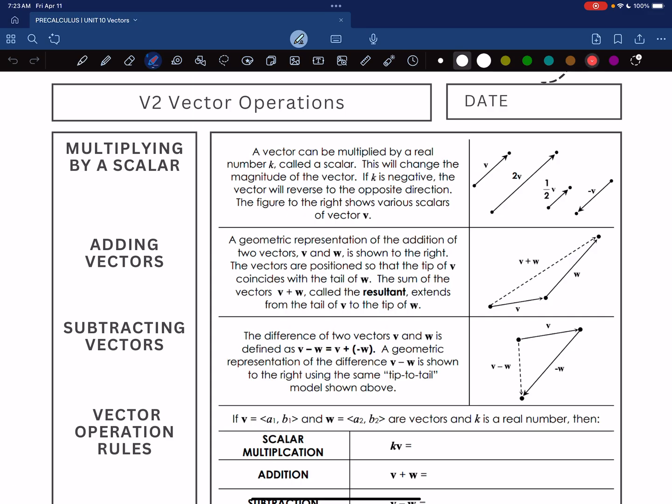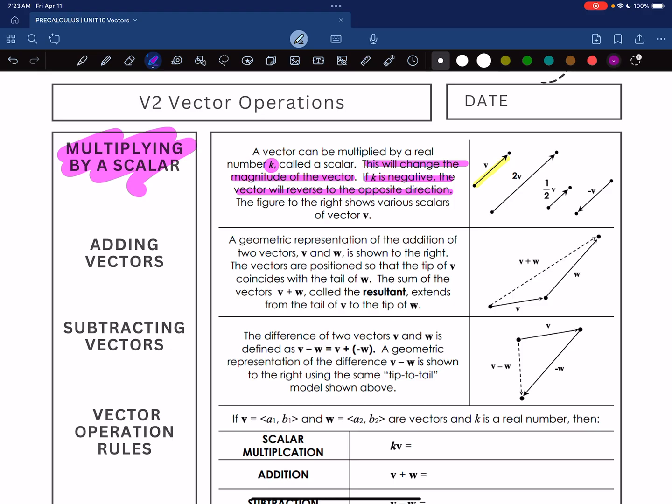Multiplying by a scalar. If you are multiplying by a scalar, what that means is that you're taking a vector and multiplying it by a single value, which we often use k to represent. This will change the magnitude of your vector. When you multiply by a scalar, it's going to change the magnitude. And furthermore, really important, if k is negative, then it's going to change the direction of your vector. So here is our standard vector here, v.